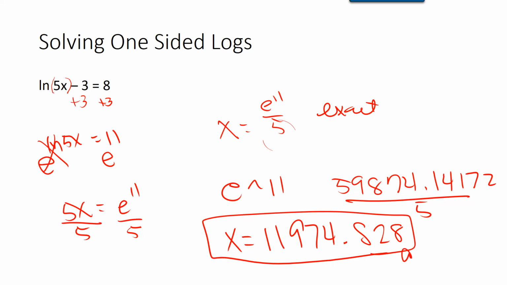And this would be an approximation because we've rounded it to 3 decimal places. Okay? That is a bad 8, so let's fix it. But that's how you solve a one-sided log problem. Really, you're just going to be raising both sides up to an exponent, because as long as you're doing it to both sides, it's keeping it equal.